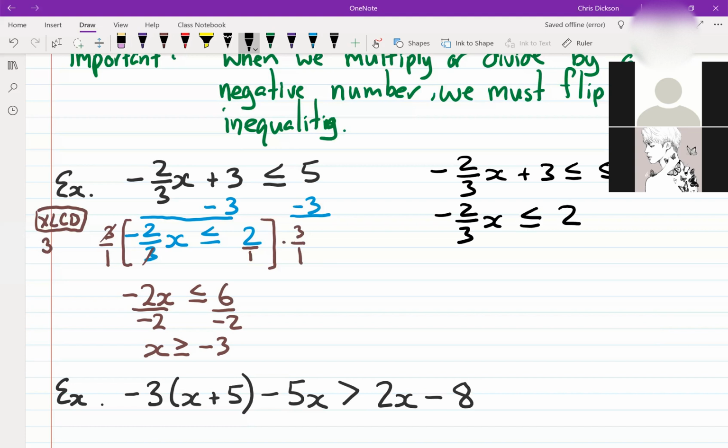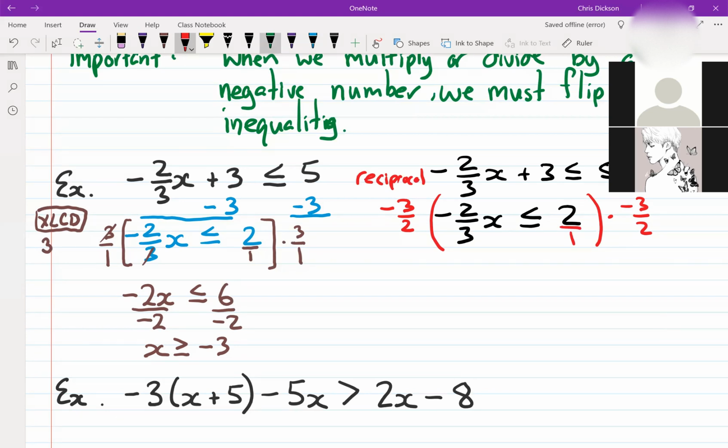And now if I look at the fraction here, the fraction is negative 2 over 3. So the reciprocal of that would be negative 3 over 2. And so I'm going to times both sides by negative 3 over 2. So I'm multiplying by the reciprocal, and this is over 1 here. If you do this, it'll be one less step for you. So that's kind of nice.